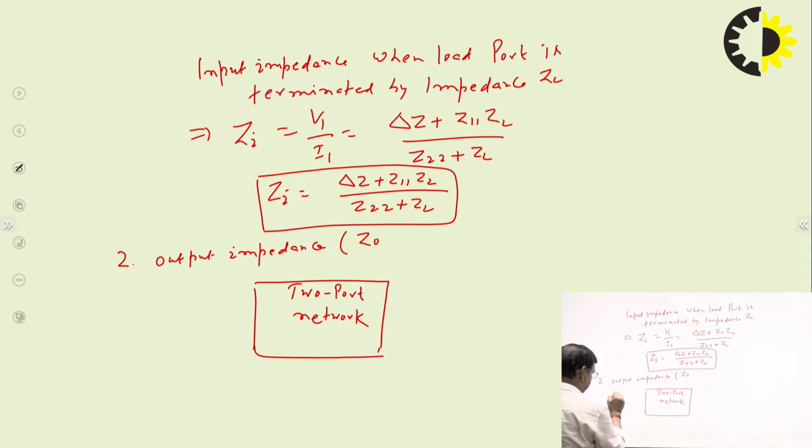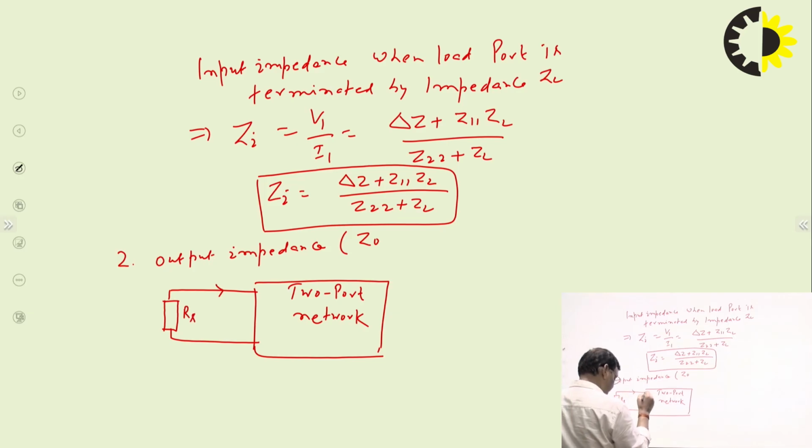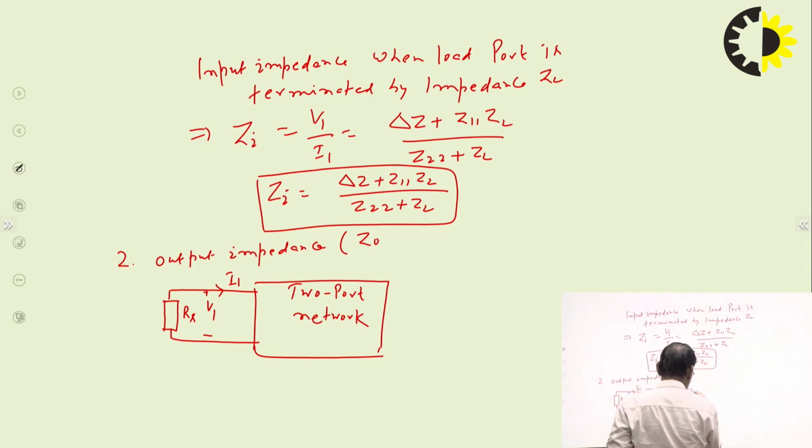This input has source impedance Rs. Say this is your Rs, this is your I1 and this is your V1. And this is your V2, and this is your I2.